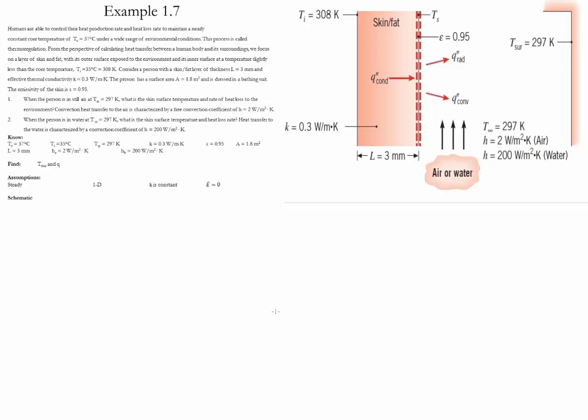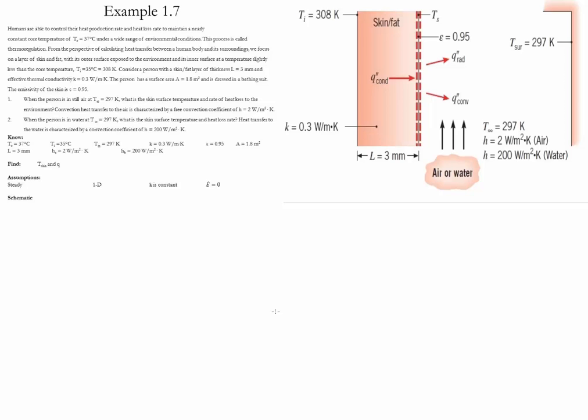Example 1.7. This example aims to find the skin temperature of a human by evaluating the amount of conduction, convection, and radiation going through that particular skin. This problem is steady, one-dimensional with constant properties, and the energy generated is equal to 0.